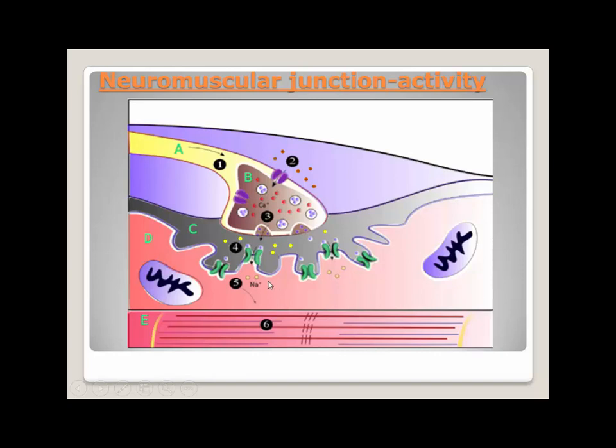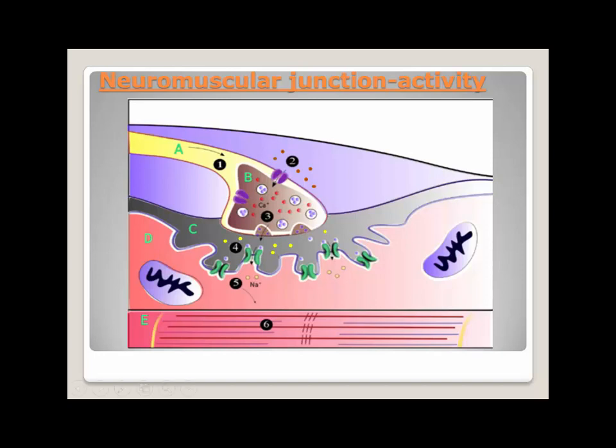It makes the resting membrane potential less negative or more positive. That change in the resting membrane potential is called the end plate potential. And if the acetylcholine stimulation is sufficient, that may lead to the generation of an action potential.